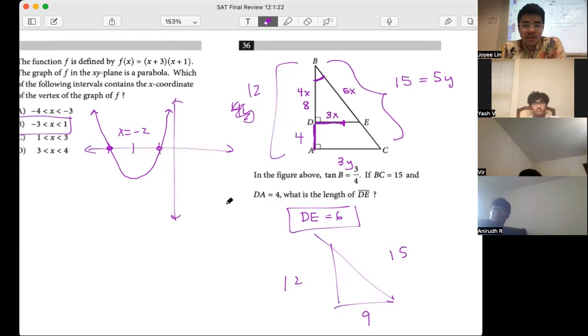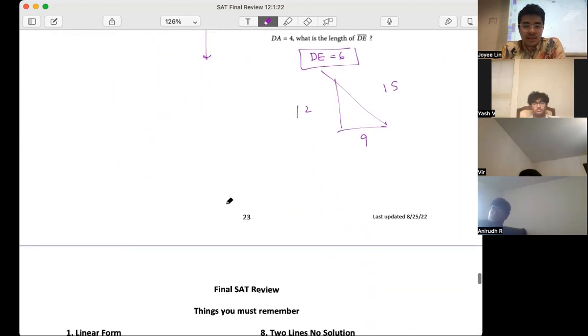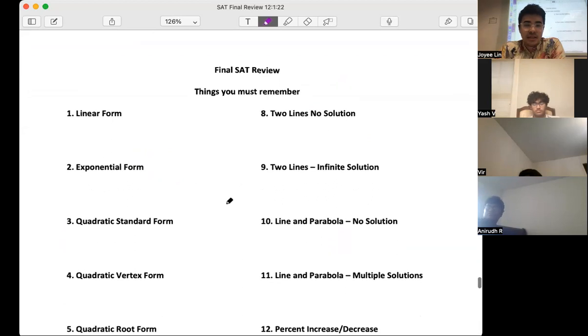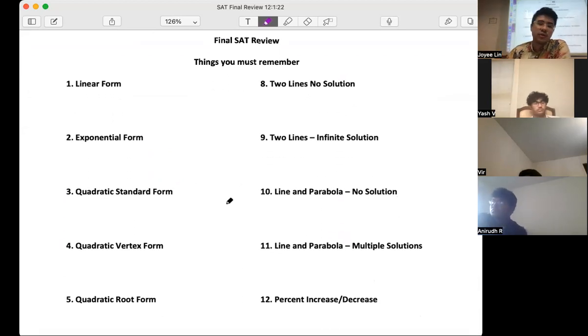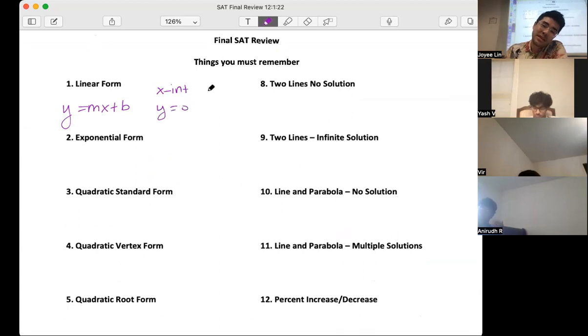Questions on that one? Okay, just a quick review of all the things you need to know. What is linear form? Y equals mx plus b. How do you find the x-intercept? Y is 0, right? Y-intercept is at x equals 0, right? There you go.